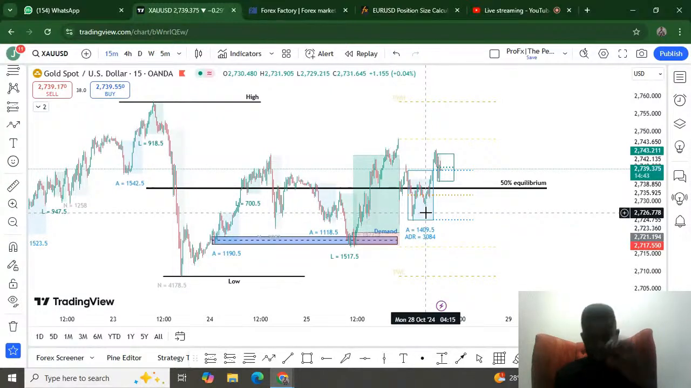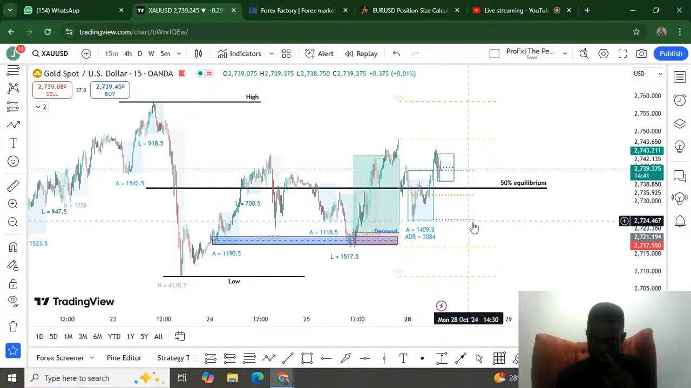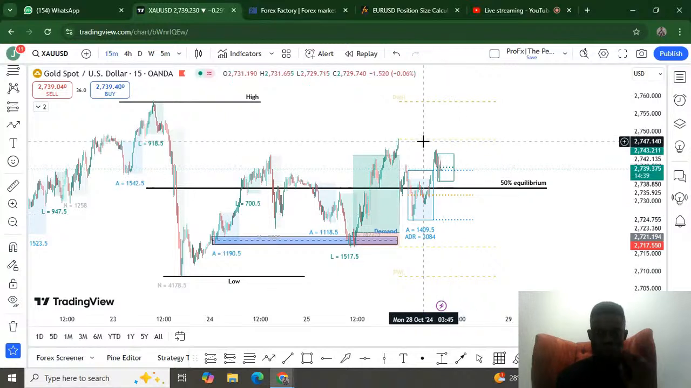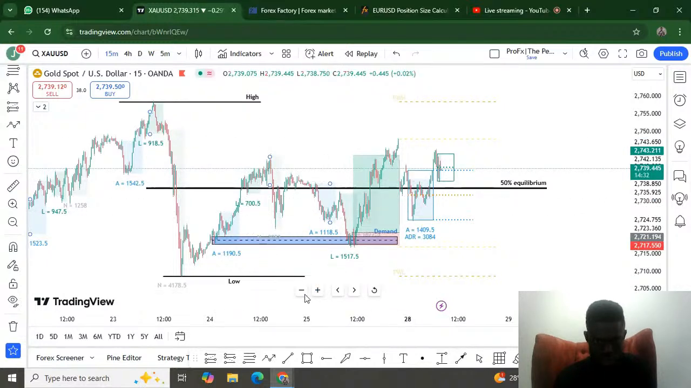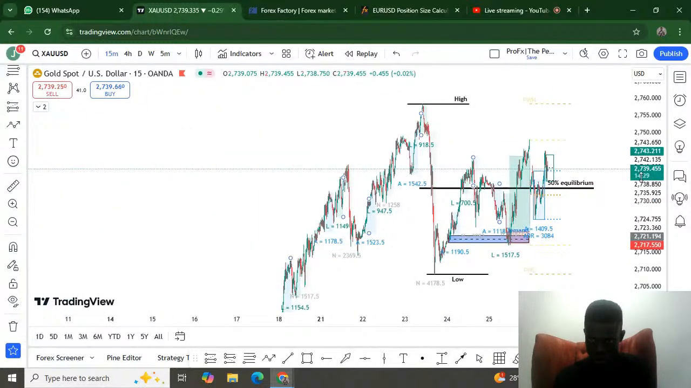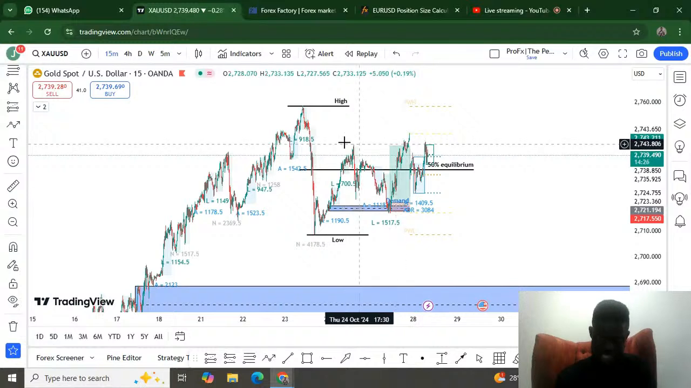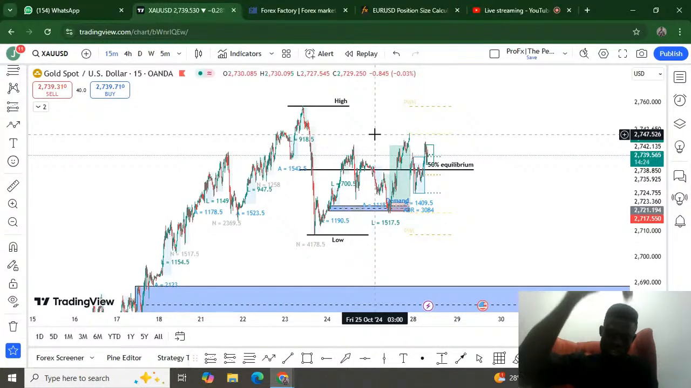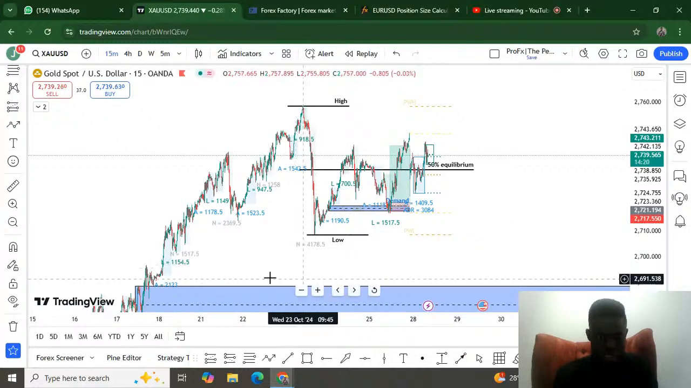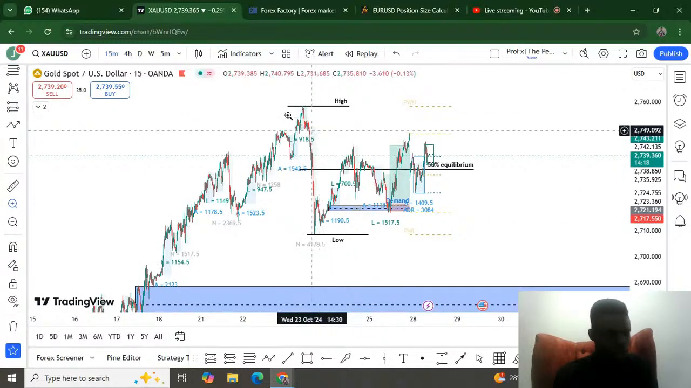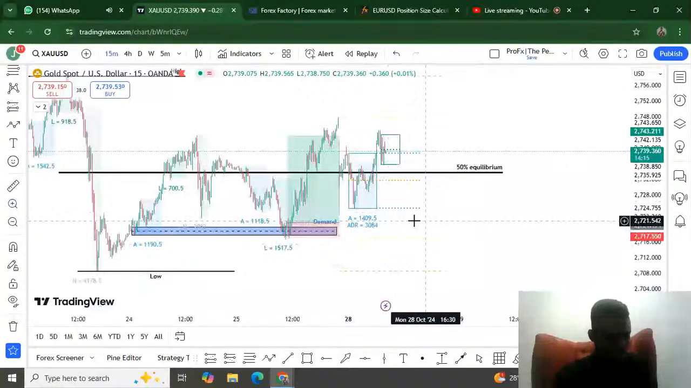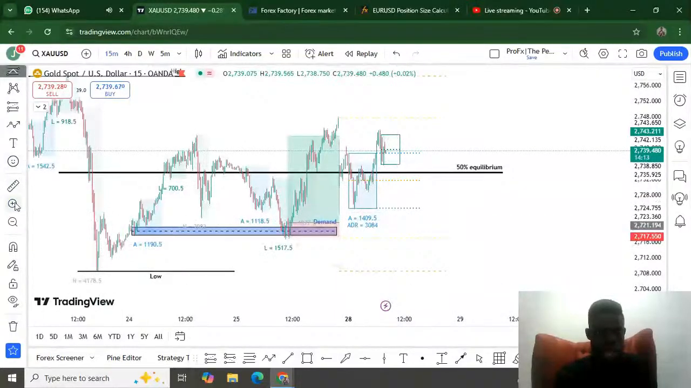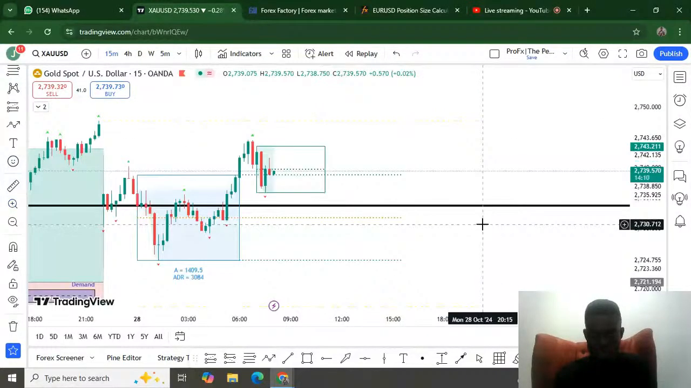Once price is below 50, you're looking for opportunities to buy. Once price is above 50, you are looking for opportunities to sell. Is that clear? Below 50, buy. Now, currently, answer this question. This dark line is 50. Are we above 50 or below 50?